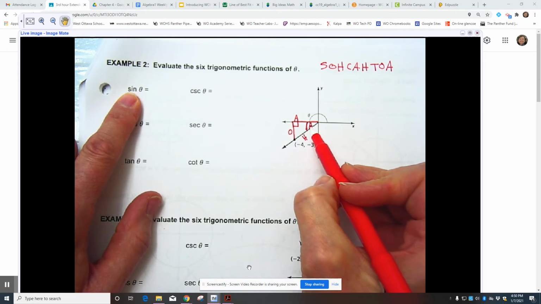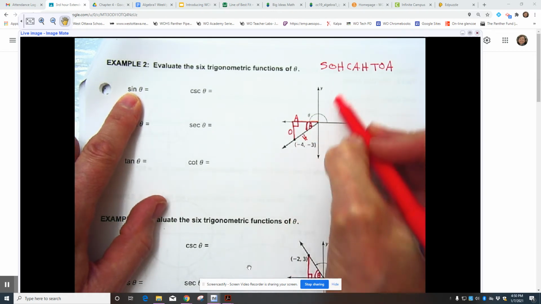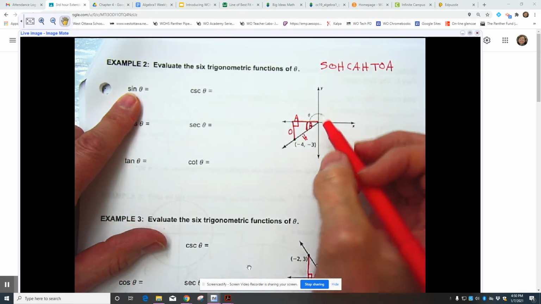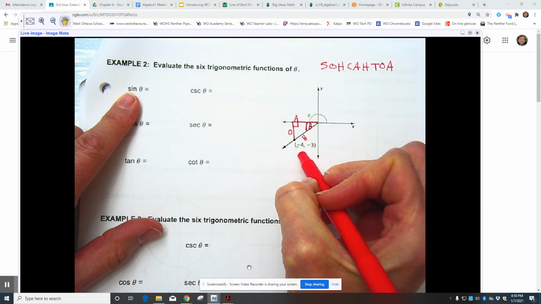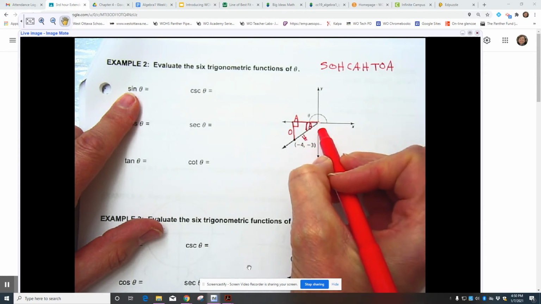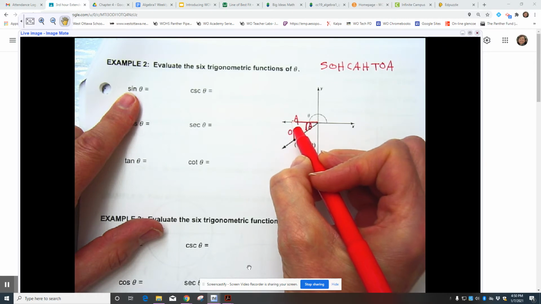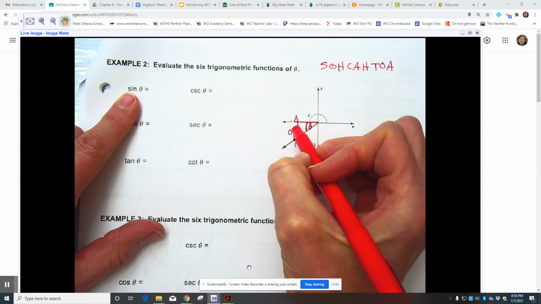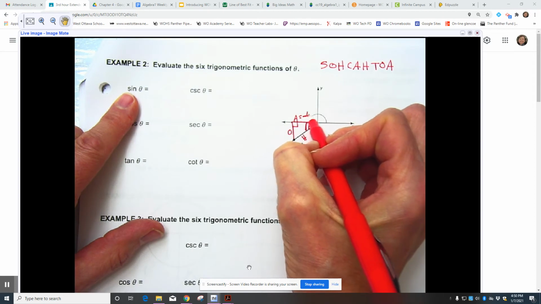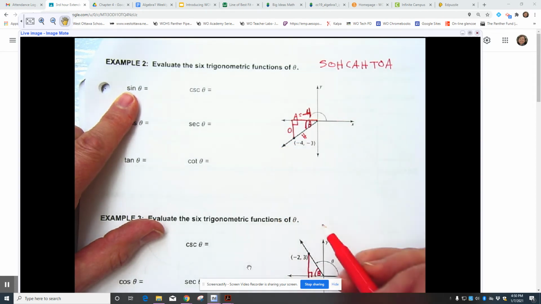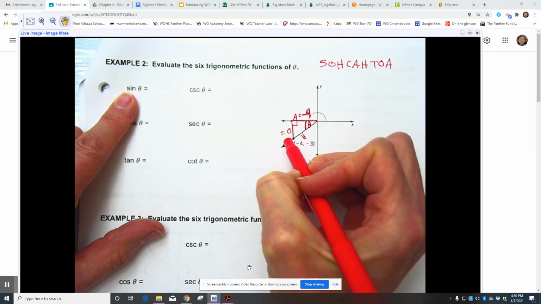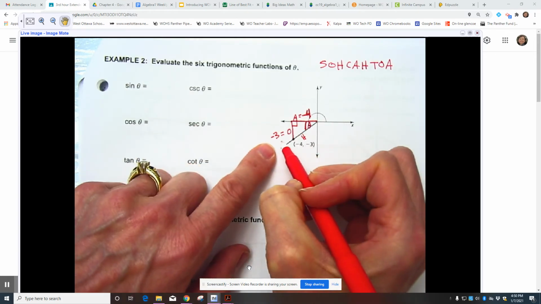So my sine is going to be opposite over hypotenuse. Sine is opposite over hypotenuse. Now we need some numbers on here. If you think about this, plotting this point, -4, -3, I start at the origin, I go over to the left, -4, and down -3. That's how you plot that coordinate point. Well, if I start here and go over -4, that means this side of my triangle, hopefully you can see that, this distance here is -4. And then I went down -3, so my opposite side is -3.